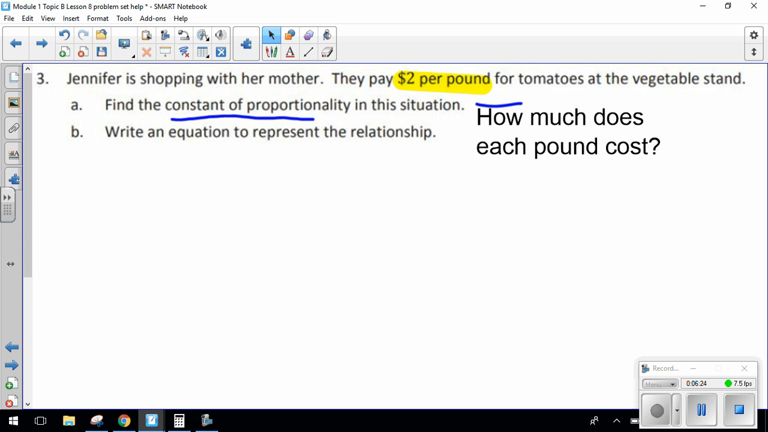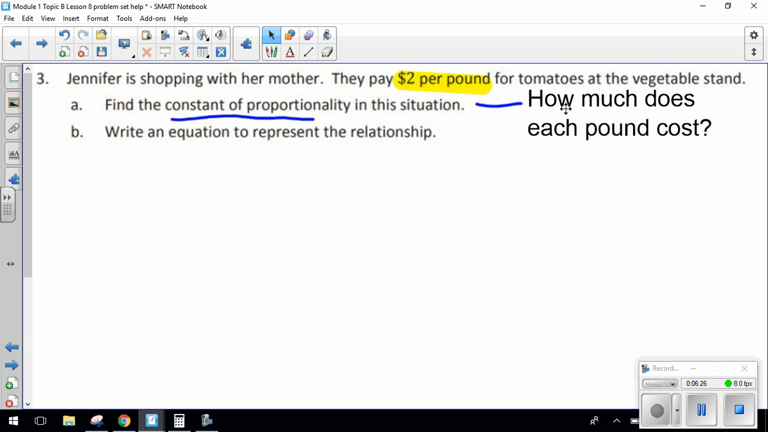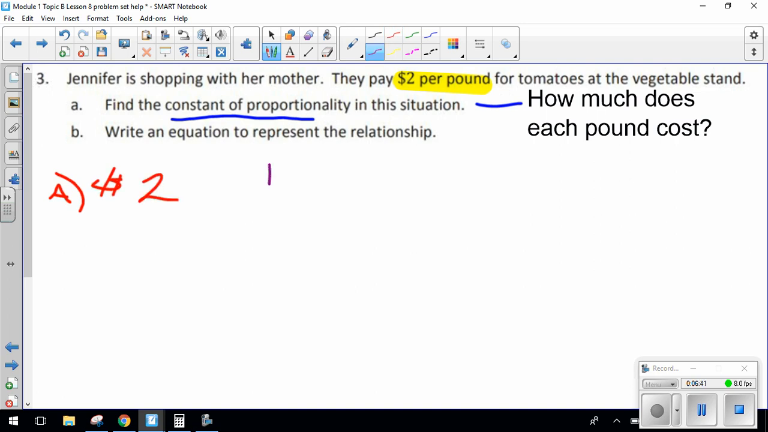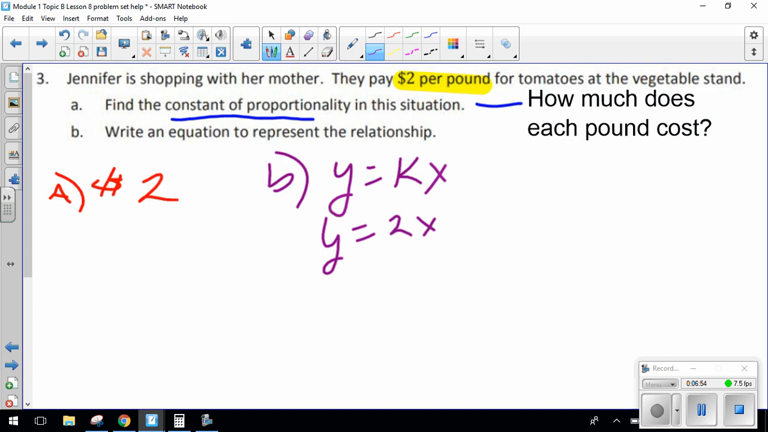And I know sometimes the simpler the problem sounds, the harder you think it should be. But it's very direct, very to the point. So if we take a look, it costs $2 per pound. So for part A, what's the constant of proportionality? Well, very simple, $2. For part B, it's asking us to write the equation. So y is equal to kx. k is our constant of proportionality. So y is equal to 2x. And there's number 3 for you. Let's move on to number 4.